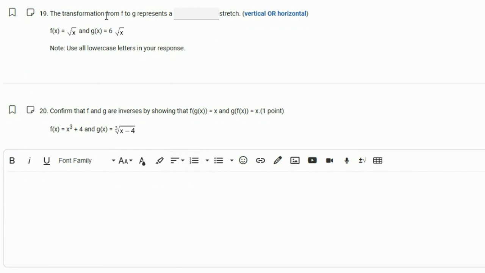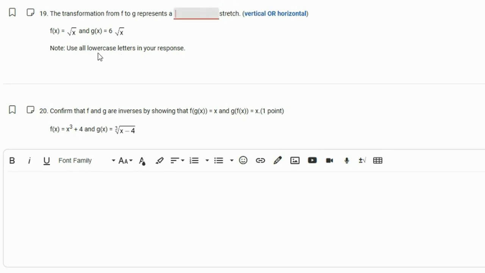Oh, number 19 is one of those stretch ones. Is this a vertical or horizontal? So you type in the word vertical or the word horizontal. Use lowercase letters. You can copy if you want. If you think this is vertical, copy that and paste it.